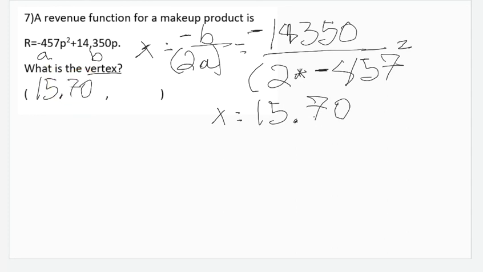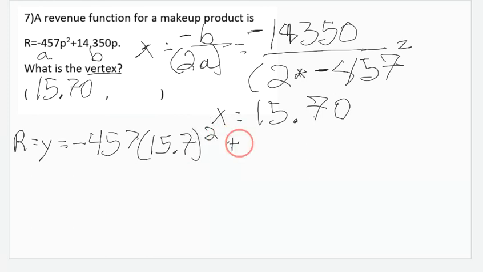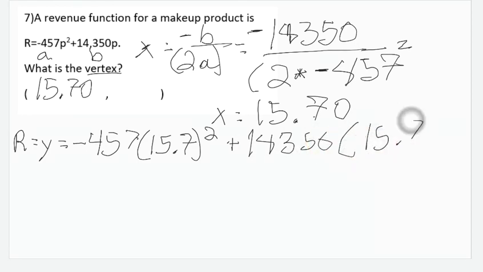Okay, to find our y value, we're going to substitute it back in. Remember, R is equal to, so the revenue is our y value. So we have negative 457. Remember, it's squared, so it's going to be $15.70 squared, plus 14,350 times $15.70.